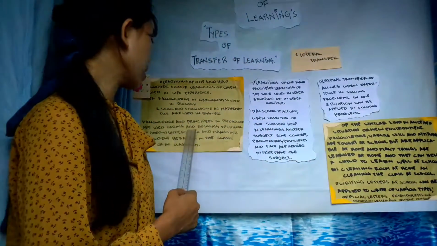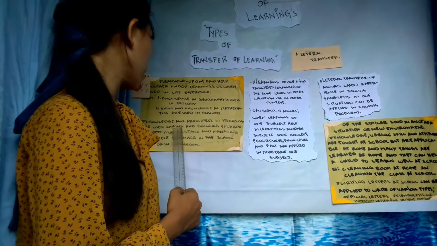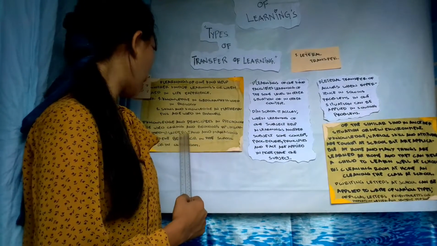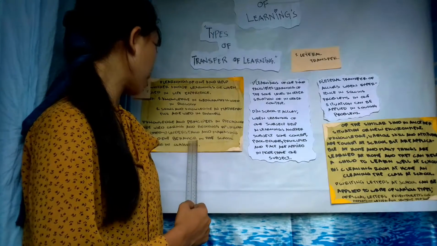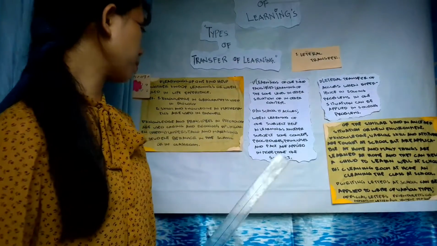So, the knowledge and principles in psychology are used in caring for and bringing up children, and understanding and managing students' behavior in school or in the classroom. So, your learnings about the different skills in the classroom can also be used in real life experience. So, that is the positive transfers of learning. Also remember that in positive transfers of learning, we also have two types, which are vertical and lateral.